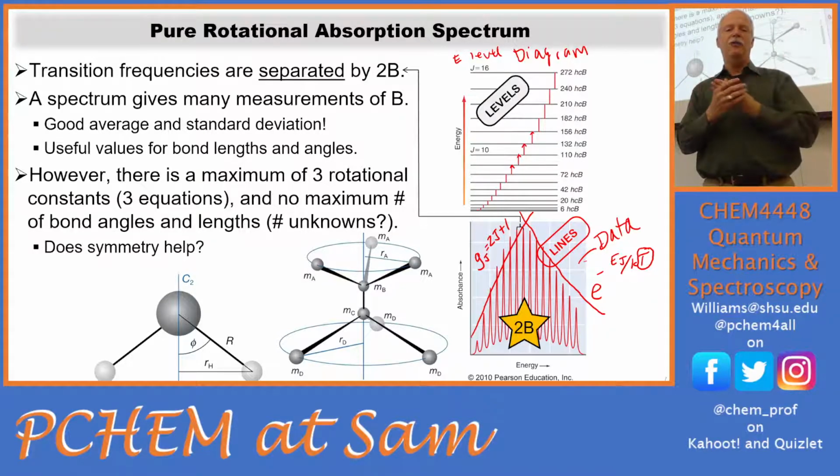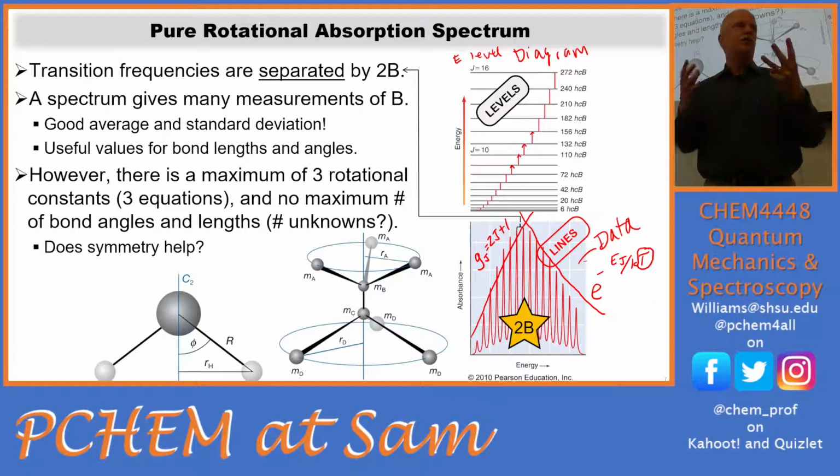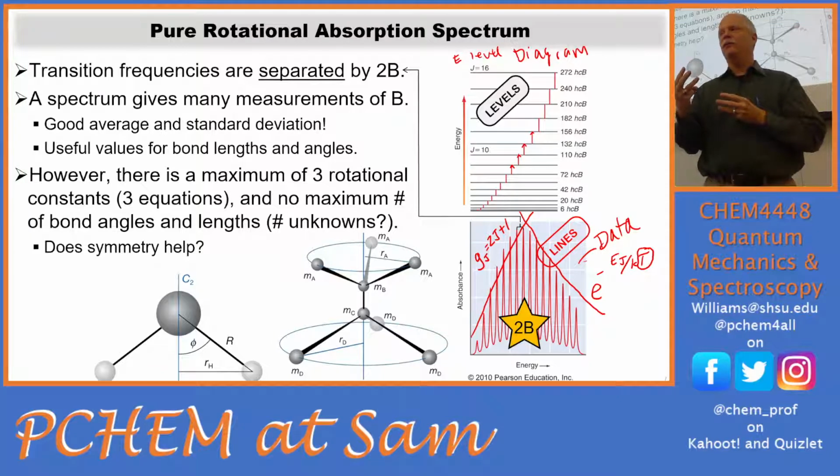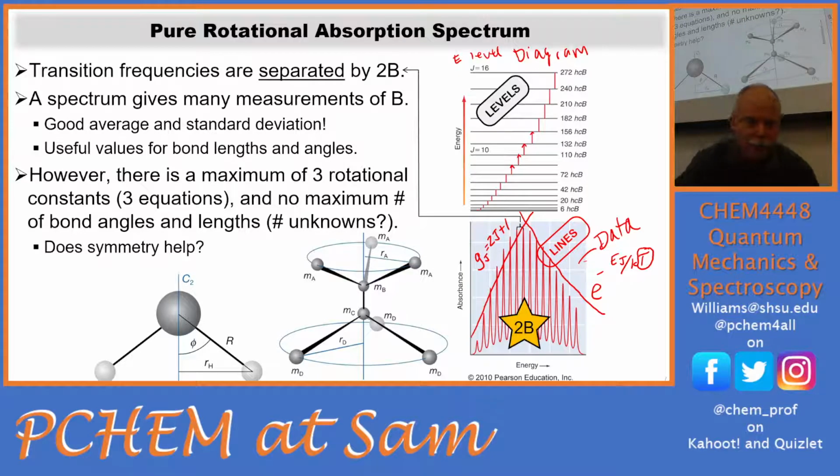So in ethane, we could get the structure of ethane using rotational levels. We have 3 unknowns, we have 3 rotational constants. If we could get a spectrum of those, we could solve for the structure of ethane, even though it's got 8 atoms.